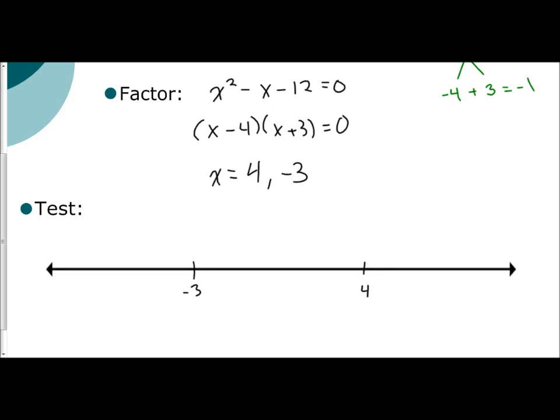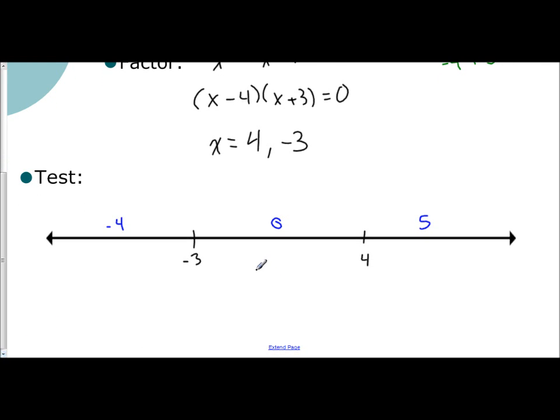And what you can do is you pick your test points. So to the left, negative 3 is negative 4. Between negative 3 and 4 is 0. To the right of 4 is 5. Now, in the previous example, we did all three test points. And we noticed there was a little bit of a pattern, though, in our answers. So let's try and apply that pattern. I'm going to choose the easiest number to plug in, which is 0.